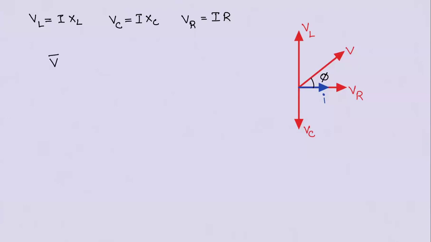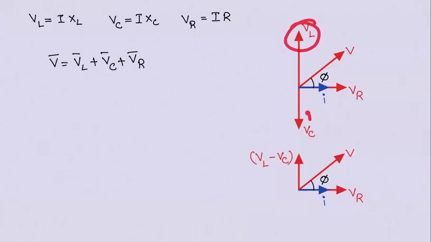Now we need to add these voltages according to vector addition or phasor addition. So V bar is equal to VL plus VC plus VR, vector addition. We know that when we go through vector addition, these two are opposite to each other. Then the resultant will be VL minus VC in this direction, and I'm considering VL is greater than VC. Once I add VL and VC according to vector addition, VL minus VC will be like this, and VR will be like this. Resultant V will be like this.